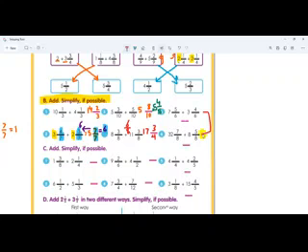Number 5 and 6, you can do them as homework. Number 5 and 6, it's for you.